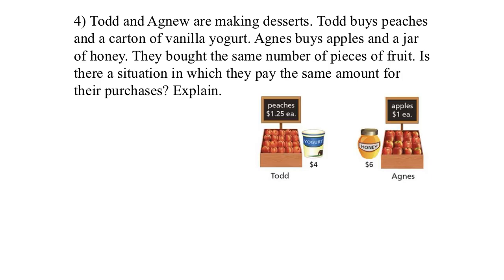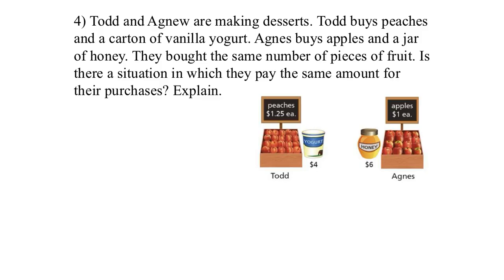Oh my goodness. Okay, so Todd and Agnes are making desserts. Todd buys peaches and a carton of vanilla yogurt. Agnes buys apples and a jar of honey. They bought the same number of pieces of fruit. Is there a situation in which they pay the same amount for their purchases?